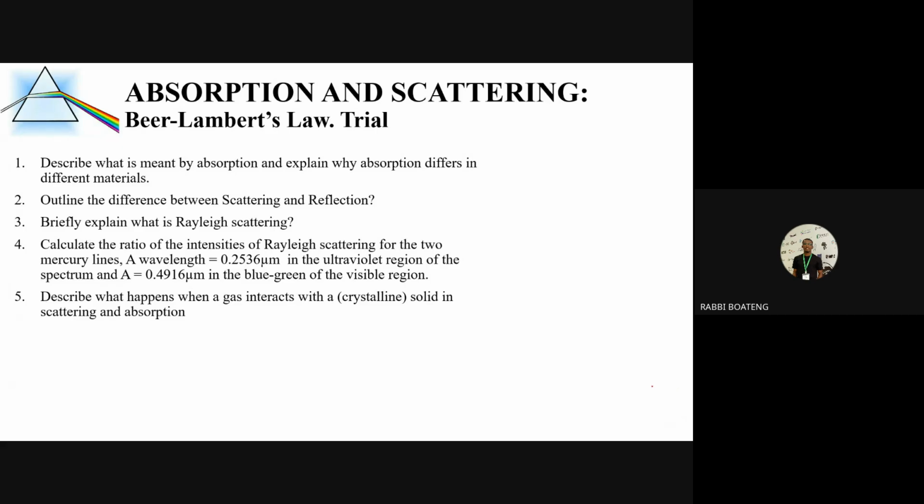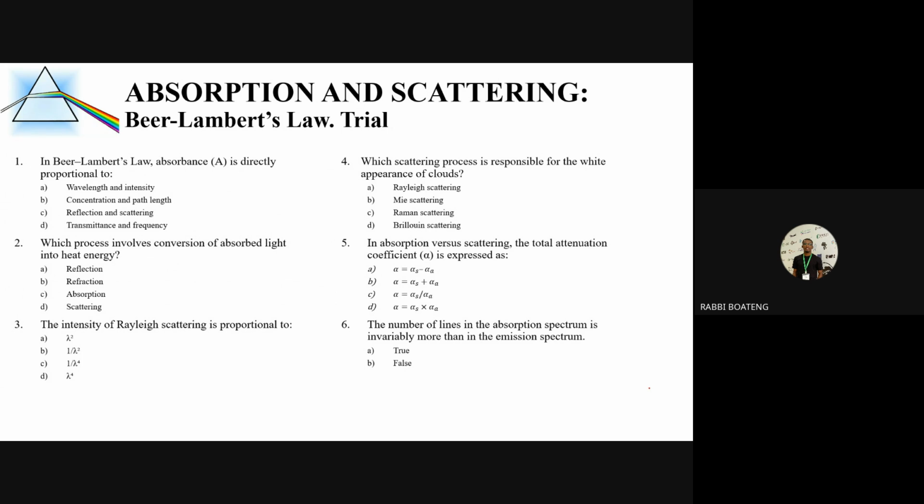Any feedback? Maybe let's go to the objectives. What did we get? Number one: in Lambert's law, absorbance is directly proportional to B, concentration and path length. Perfect. Then number two: which process involves conversion of absorbed light into heat energy? Absorption, perfect. Then this one I've not really shown, but let me solve. The rate of intensity is inversely proportional to the fourth power of the wavelength. It's going to be C. Another C. This is B.